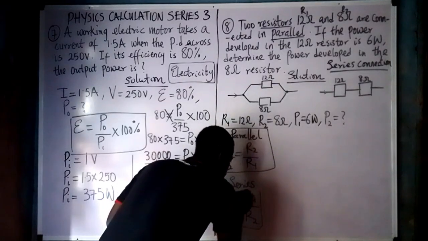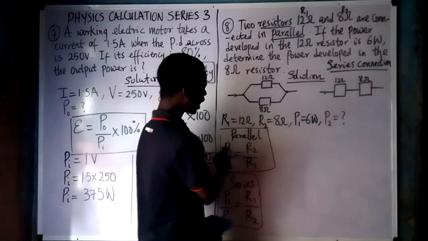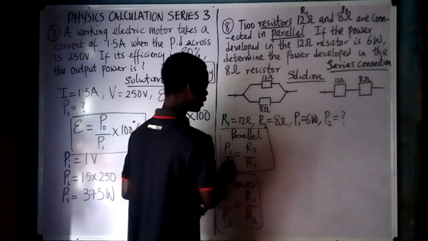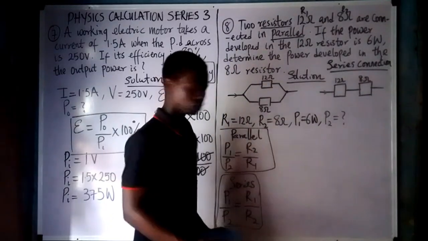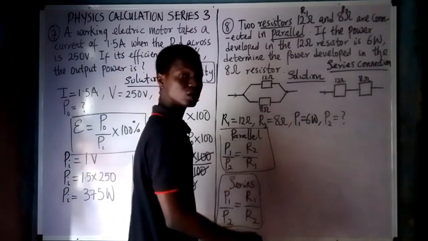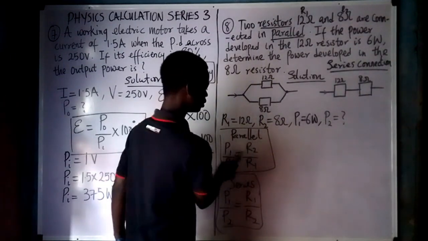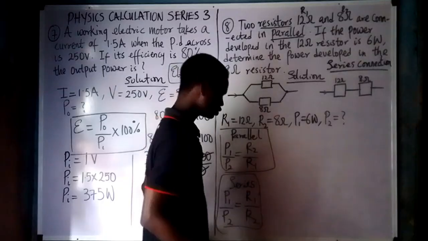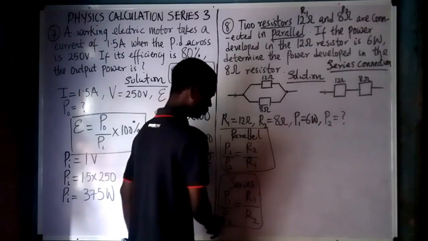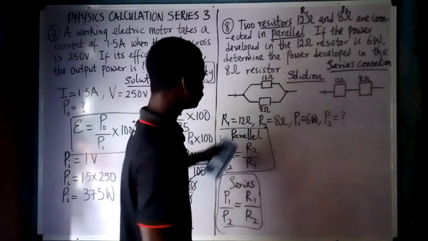If you look closely, you will notice that for parallel connection, P1 and R1 are not on the same side of the equation, and P2 and R2 are not on the same side. Whereas for series connection, P1 and R1 are on the upper part of the equation. Here it is the numerator, here it is the denominator, while P2 and R2 are the denominators. So P1 R1, P2 R2, whereas P1 R2, P2 R1. So this is it for parallel and this is it for series connection.